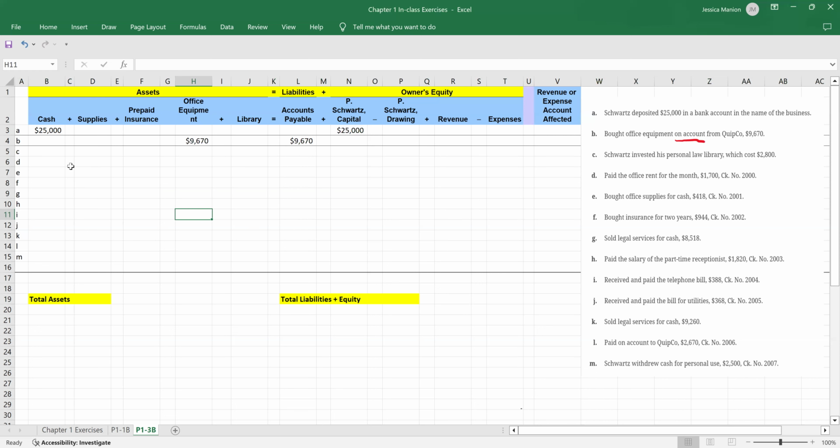Okay, letter C, Schwartz invested his personal law library, which cost $2,800. Just like letter A, the owner is making an investment into the company. Instead of the cash asset, though, the owner is investing his law library. So library is going up 2,800. And just like when the owner invested cash, capital is going up 2,800.